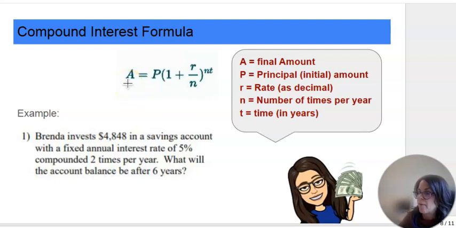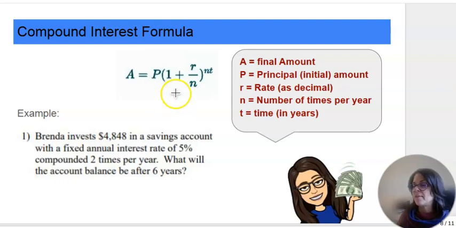So A is our final amount. It's the amount that you end up with, including interest. P is our principal. That's our initial value. And I know you are used to seeing that as an A, but this capital P is what we use to represent the principal amount, which is the same thing as the initial value.